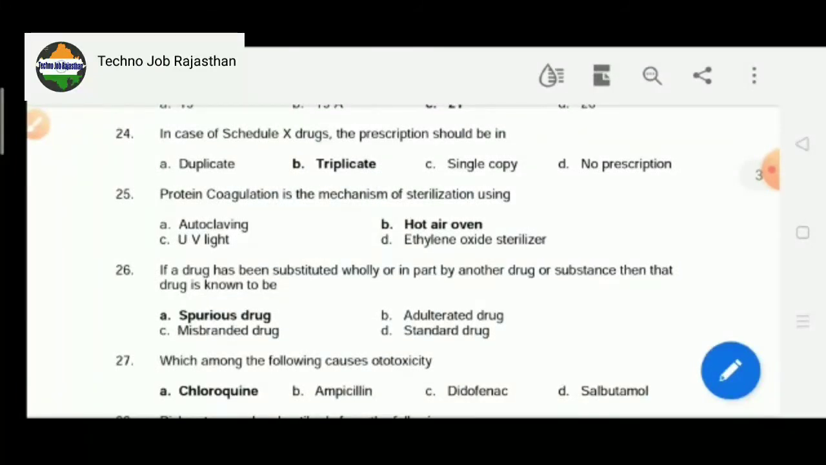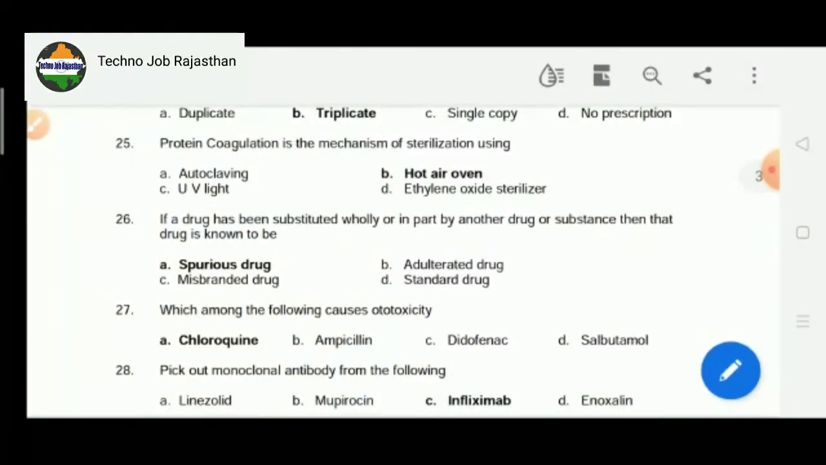Question number 25. Protein coagulation is the mechanism of sterilization using: option A is autoclaving, option B is hot air oven, option C is UV light, option D is ethylene oxide sterilizer. So the correct answer is option B, that is hot air oven.